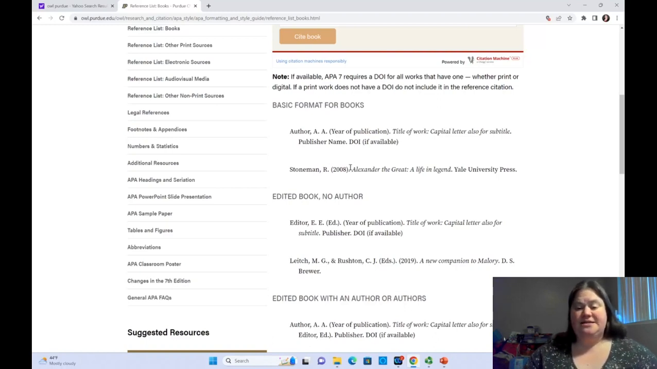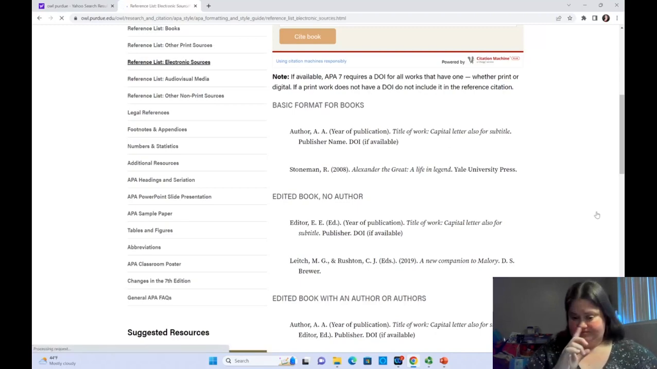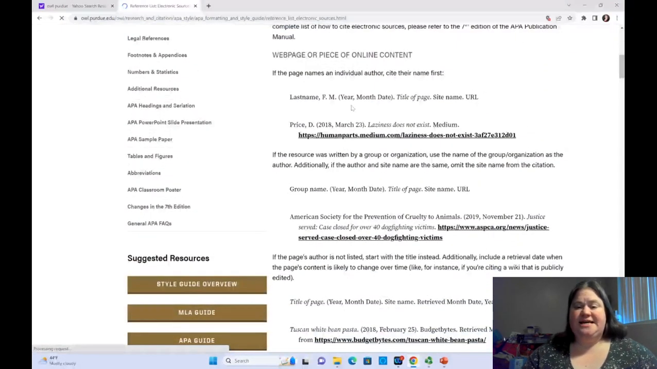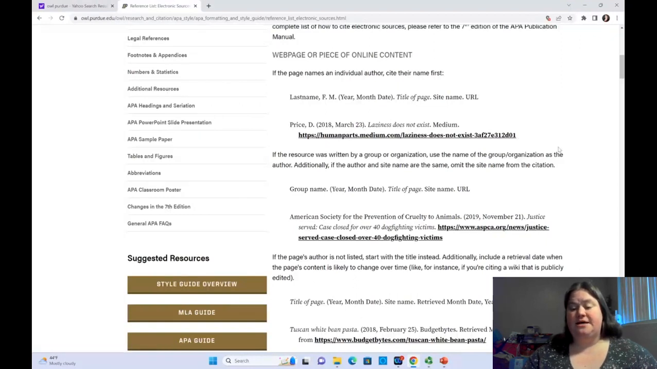That's all you have to do, is find out what the formatting is supposed to look like and format yours to make sure that you are doing the right thing. So let's look at some electronic sources. As you can see, a web page, perhaps that's what you're looking for. This one has an author, it has the year, and what it is that you were looking up, along with where you got it from. So that's the name of the actual page.